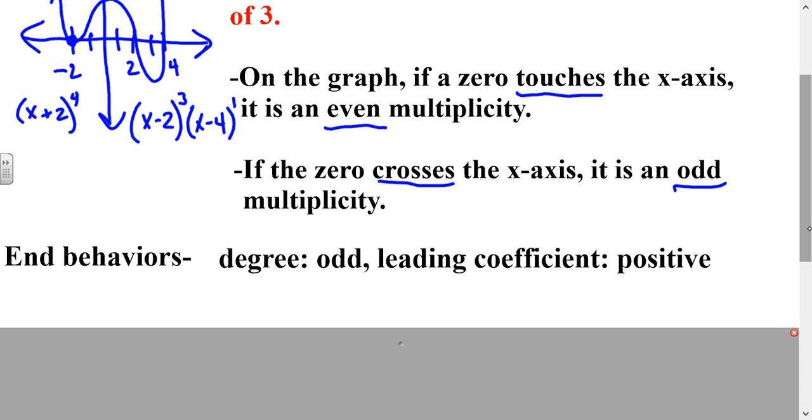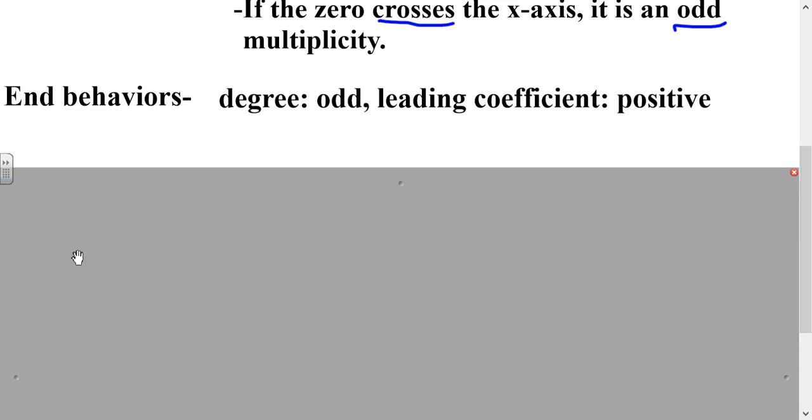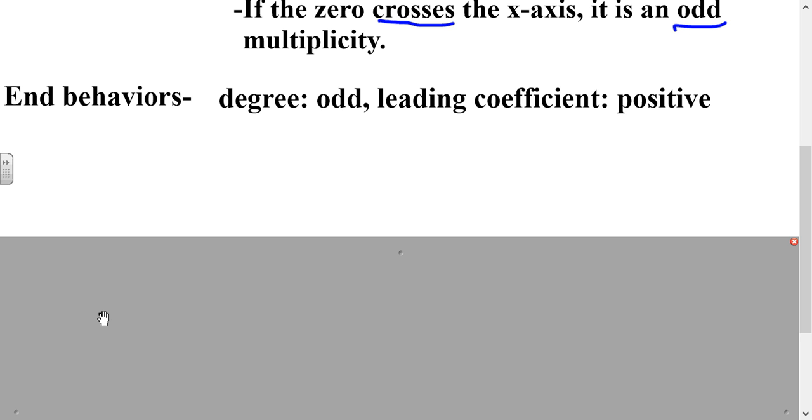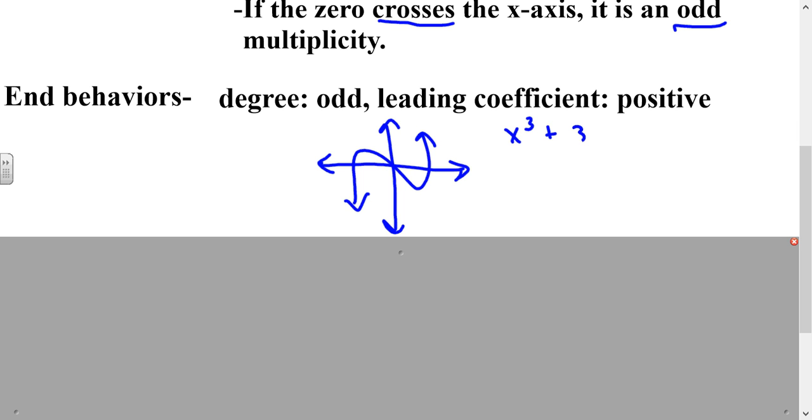Now, let's go over our end behaviors again really quickly, just to remind you of what these graphs would look like. So if the degree is odd and the leading coefficient is positive, then the end behaviors would look something like this. Okay, it'd be like a snake, and it would go down on the left and up on the right, and it can do as many little curvy things in the middle as it wants. That would be something like x^3 + 3x.